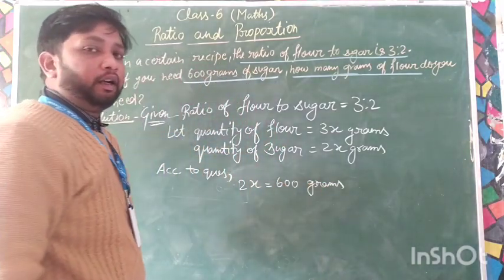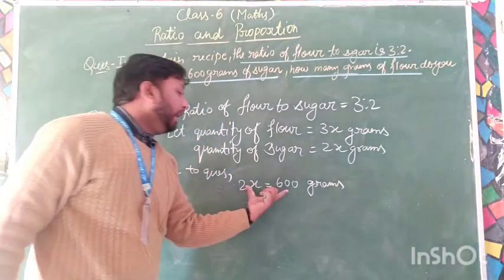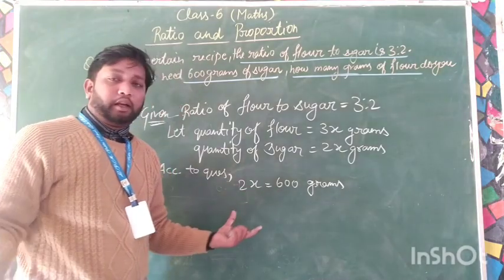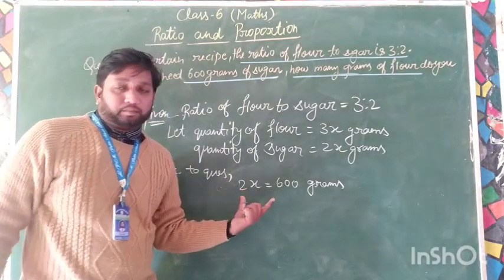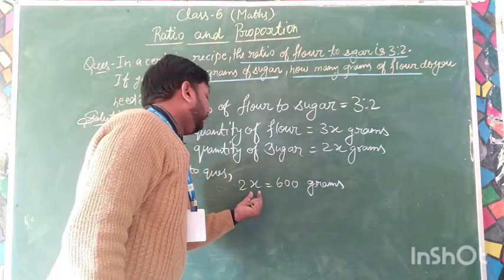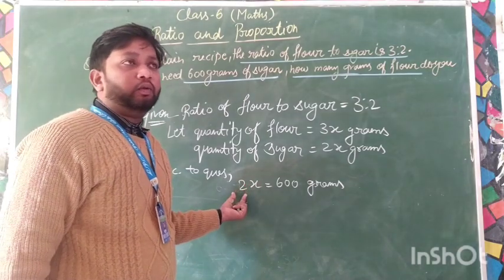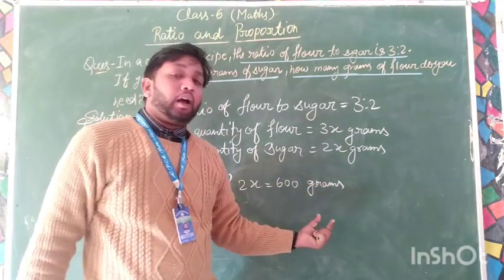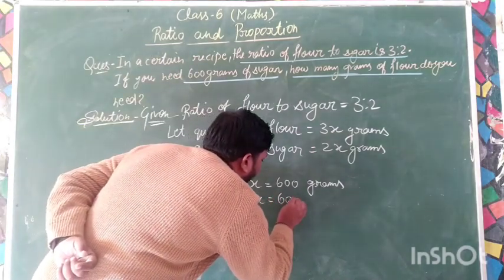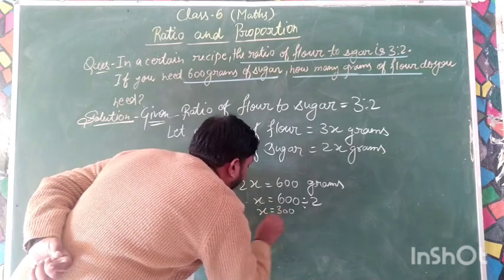2x equal to 600 grams. Now moving on, this is a linear equation and we have learned in the previous chapter of algebra how to solve a linear equation. To solve a linear equation, we move the coefficient of x, that is 2. We transpose that to the right side and that will become 600 divided by 2. If we divide, we get the value of x equal to 300.